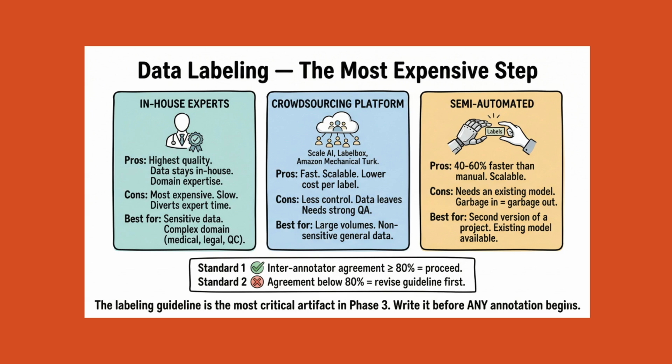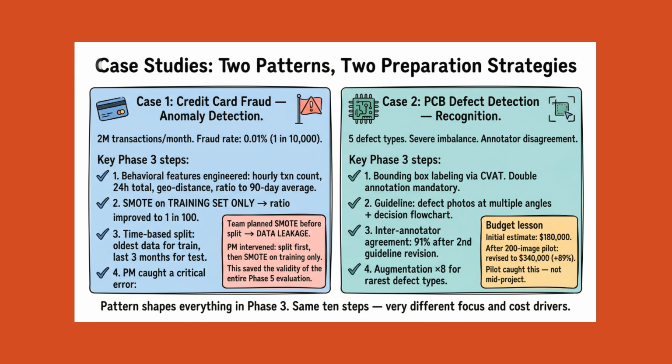Your quality control standard, inter-annotator agreement of at least 80%, meaning 80% or more of samples labeled by 2 independent annotators receive the same label, is a minimum threshold for proceeding. Below this threshold, the guideline is ambiguous and must be revised before full-scale labeling continues. 2 case studies show how Phase 3 plays out differently by pattern.